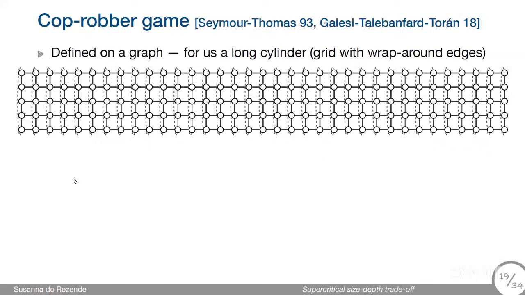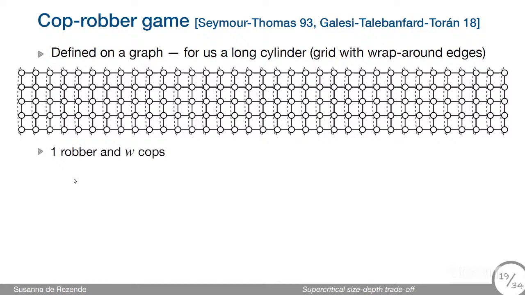Okay, so for the first step, I'm going to explain where this comes from. And for this, I need to introduce a game. Maybe you've seen this before. These are called the cop robber games. It's defined on a graph. In our case, we'll be interested in these long, skinny grids. They're actually cylinders. You have these wraparound edges.